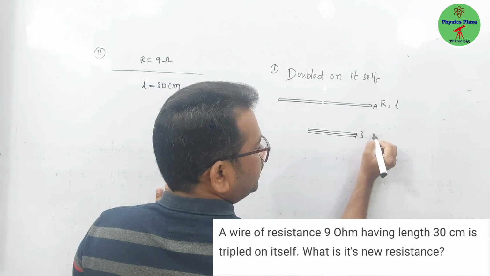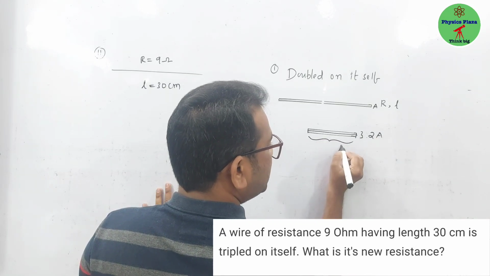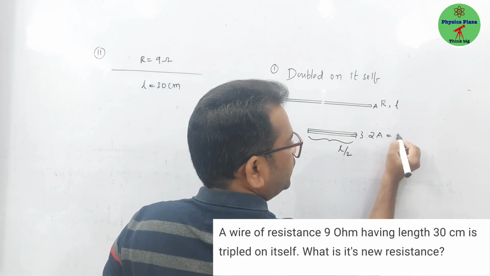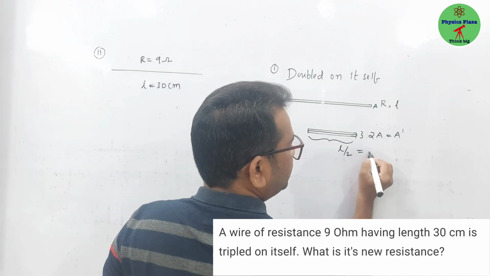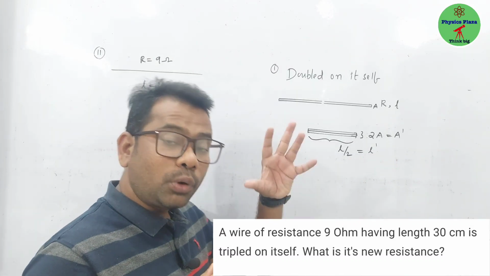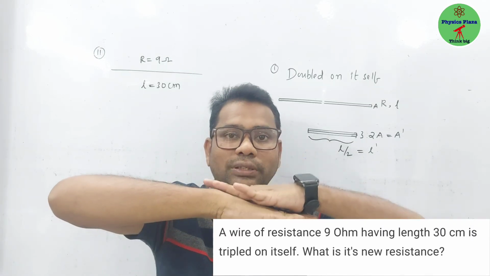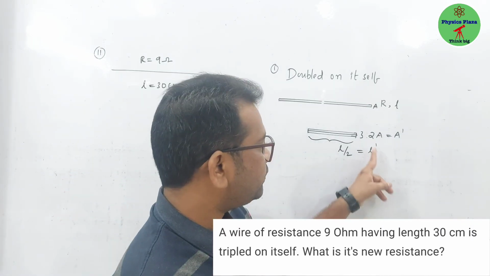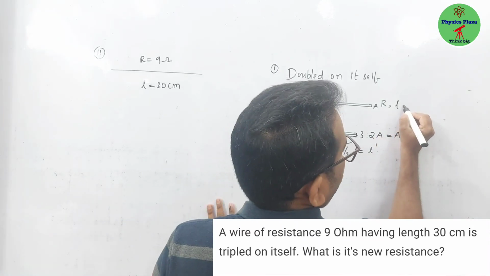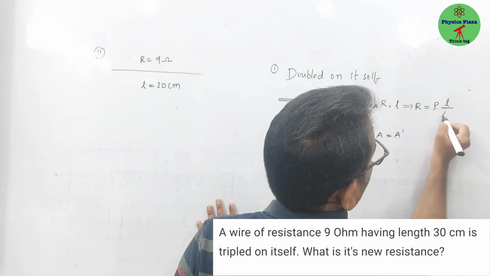Now what is happening here? Area of cross section is becoming 2A and the new length becomes L by 2. Half is becoming. So this is the new area of cross section, it is the new length. Try to understand it. So doubled on itself means, just exactly make into two pieces, keeping one above the other, such that area of cross section will be doubled and length will become half. For the original wire, resistance is rho into L by A.